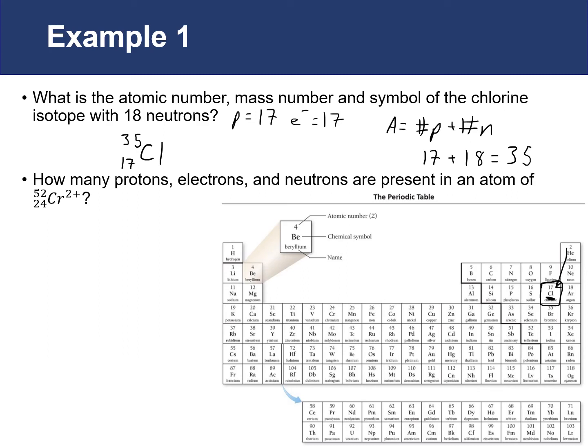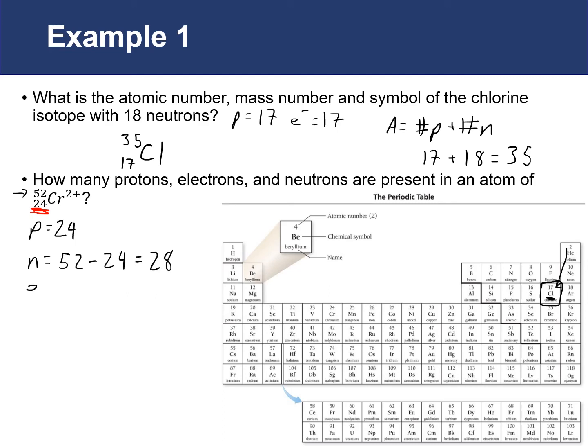Okay, let's move on to the next part. How many protons, electrons, and neutrons are present in an atom of chromium 2+, and we have our numbers here. So the number of protons is our value that is in the bottom left of our symbolic representation, so right here. So our number of protons will be 24. Our number of neutrons would be our mass number in the upper left, so that would be 52 minus our number of protons, 24, which will give us 28.